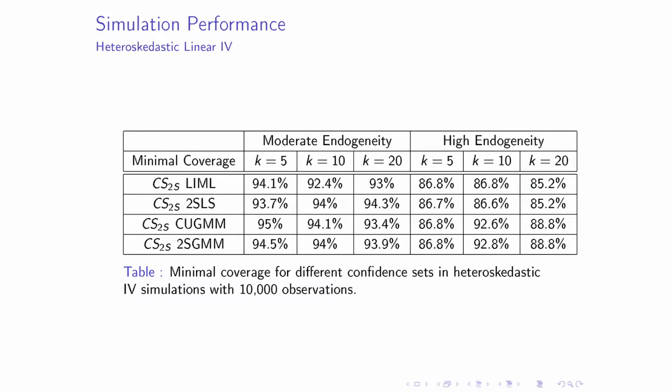Now, of course, the whole motivation for my procedures was that they're supposed to control coverage distortions in the heteroskedastic case as well. Here I repeat the same exercise I did in the homoskedastic case, and we see that the maximal coverage distortion of my procedures is bounded by 10%. That is, the coverage is in all cases at least 85%.